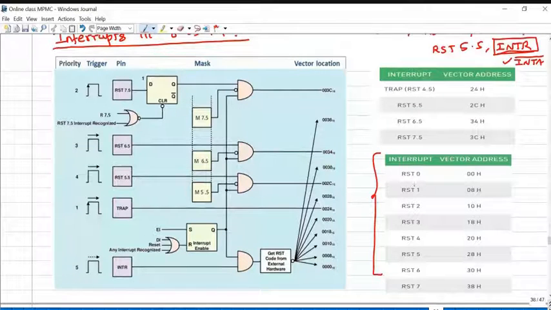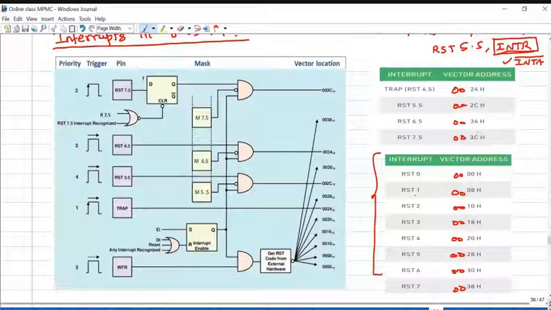Some software interrupts. By writing this particular instruction in the program, we can interrupt the microprocessor. By writing RST0 in the program, the microprocessor transfers the instruction execution flow to a particular address location. The higher order 8 bits are all 00 and are not mentioned here. So whenever we execute the RST0 software interrupt, the microprocessor starts executing the opcode from location 0000.